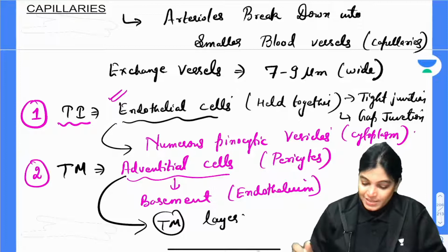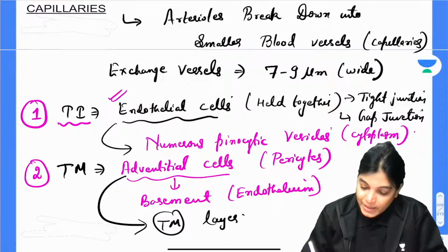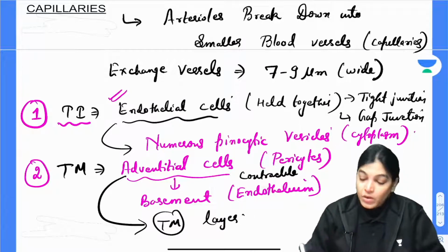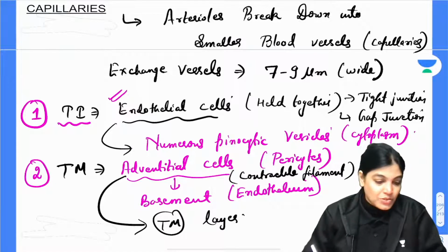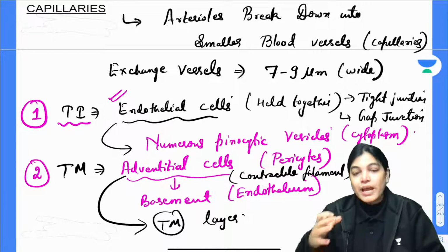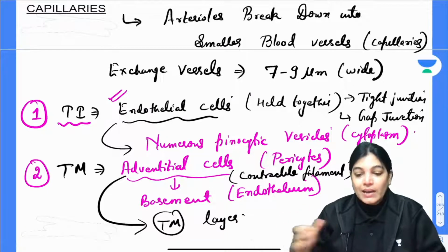Okay. So yes, these adventitial or pericyte cells contain contractile filaments, which are helpful in contraction. What is the function? They are helpful in contraction, and this contraction effect is important for transmitting materials in and out of the cells.